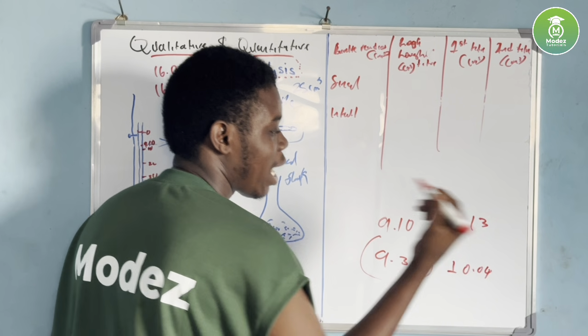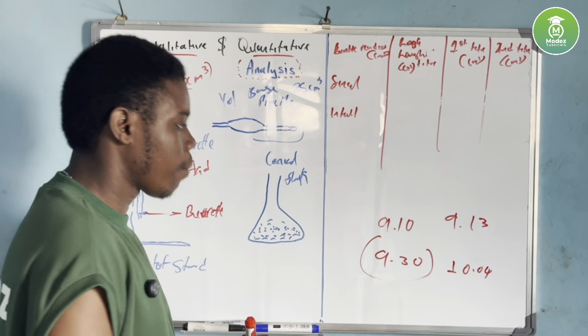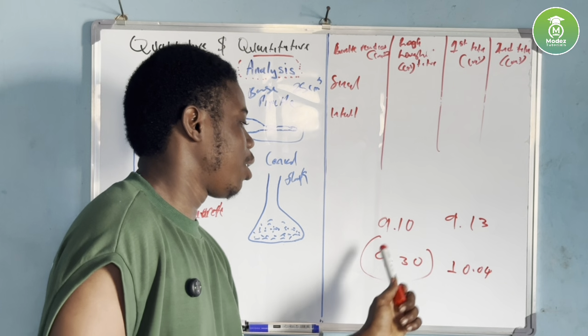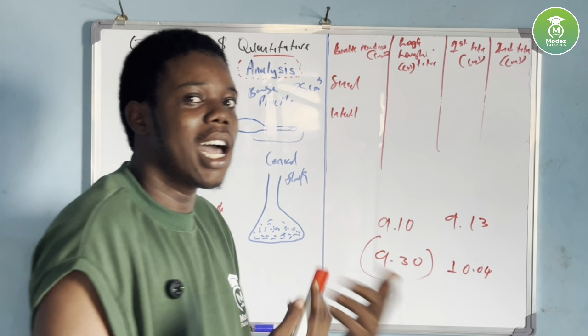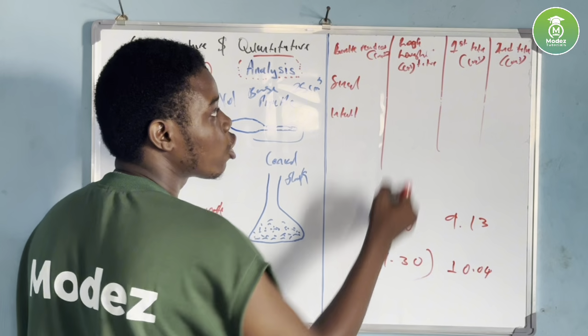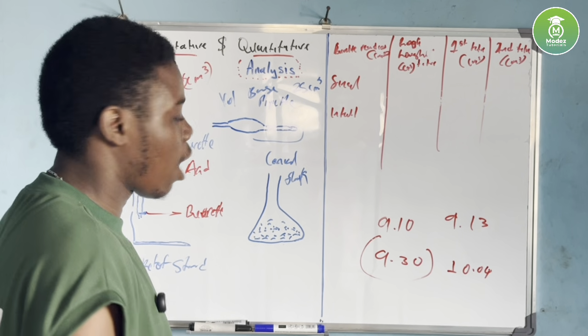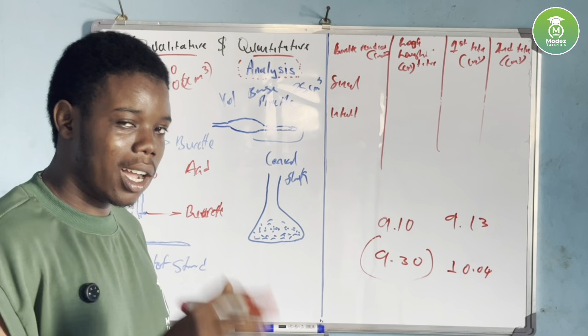So let's do something like this. Do you get it? So that at the end of the day, when you get the average of this, it is still close to this, and it is still close to this at the same time. And this should be your rough titer. Now let's go into a proper calculation.